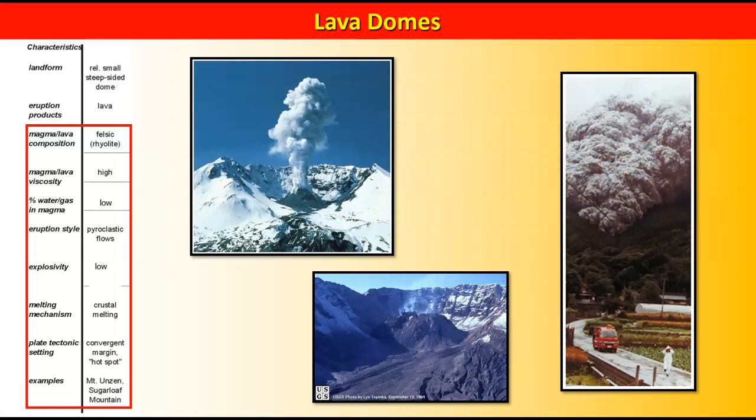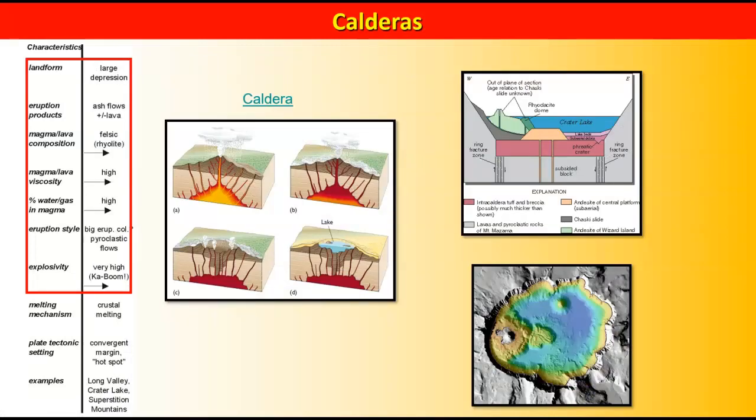And it has some speed to it. It usually doesn't travel super far, but that's one of the bigger hazards here. So where do we see that? There's some variability here, typically at a convergent plate boundary because it's usually associated with intermediate volcanoes. I don't have a dome for you in Arizona, sorry.